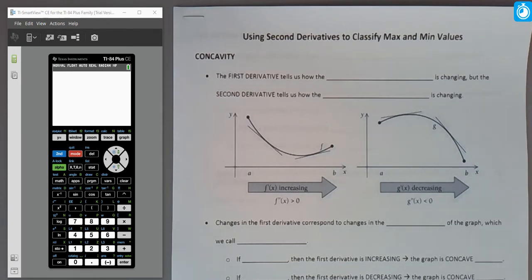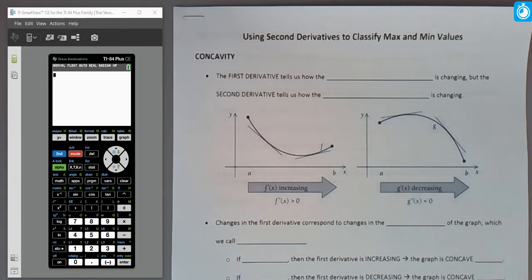So far we're really only talking about relative extreme values, which just means extreme, highest or lowest, in relation to the points around it. In this video, we're going to talk about how you can use not only the first derivative to classify extreme values, but also the second derivative, which, remember, is just the derivative of the first derivative. If you take a function and differentiate it twice, you get the second derivative.